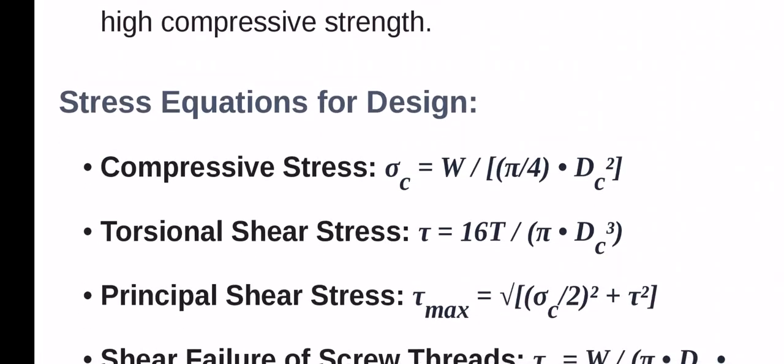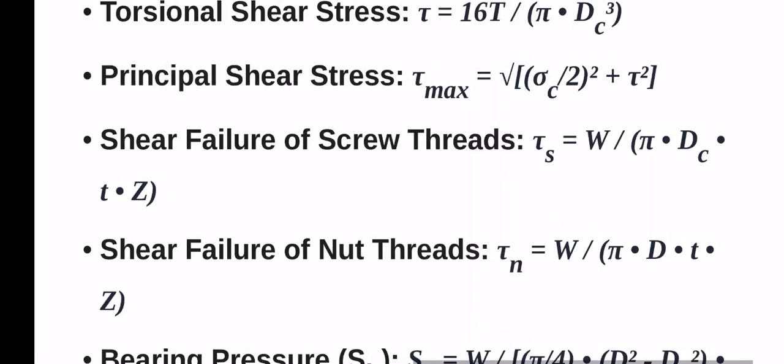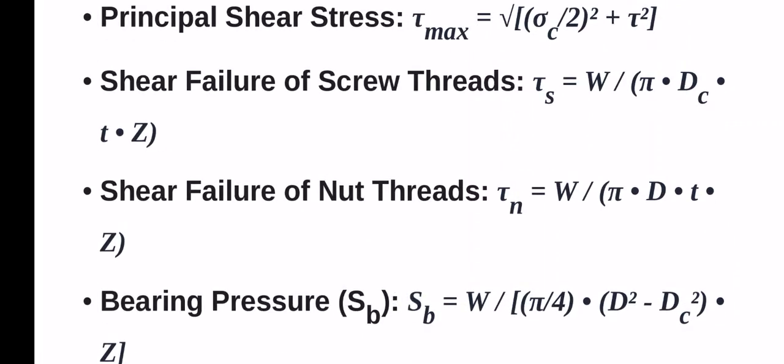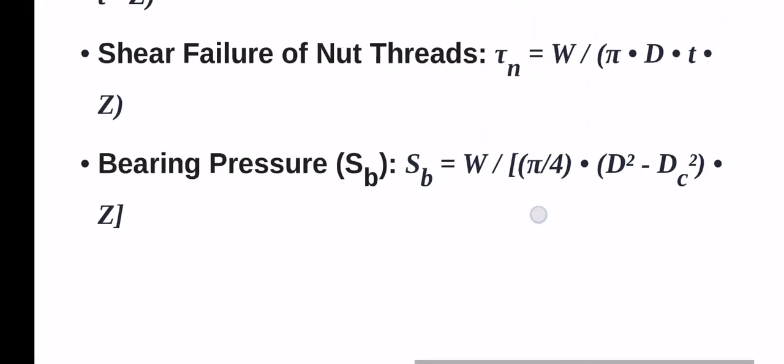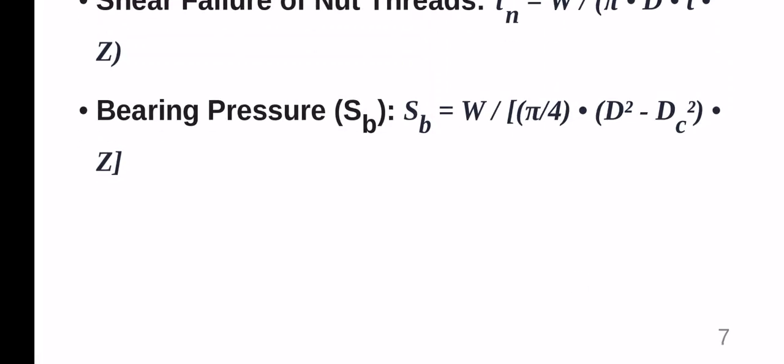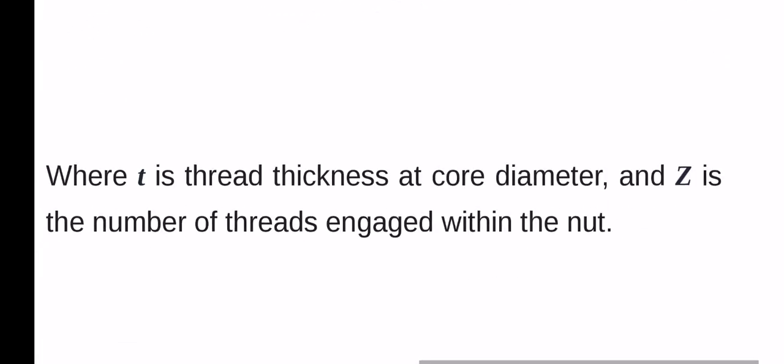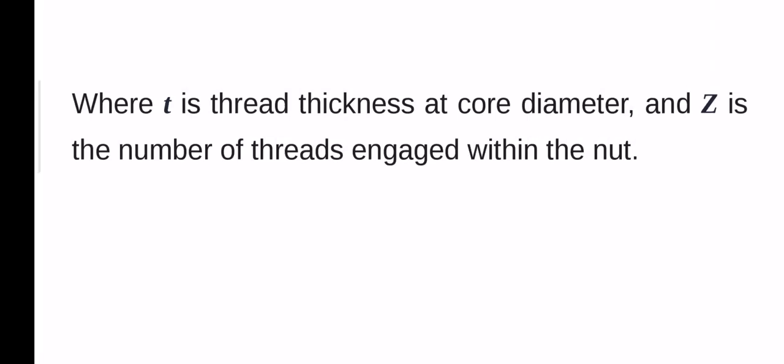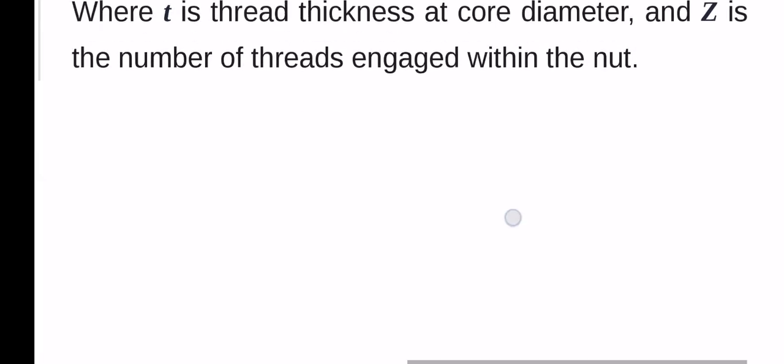Stress equations for design. Compressive stress: σ_c = W/(π/4 d_c²). Torsional shear stress: τ = 16T/(π d_c³). Principal shear stress: τ_max = √((σ_c/2)² + τ²). Shear failure of screw thread: τ_s = W/(π d_c t Z). Shear failure of nut thread: τ_n = W/(π D t Z). Bearing stress: bearing pressure S_b = W/(π/4 (D² - d_c²) Z), where t is the thread thickness at the core diameter and Z is the number of threads engaged within the nut.